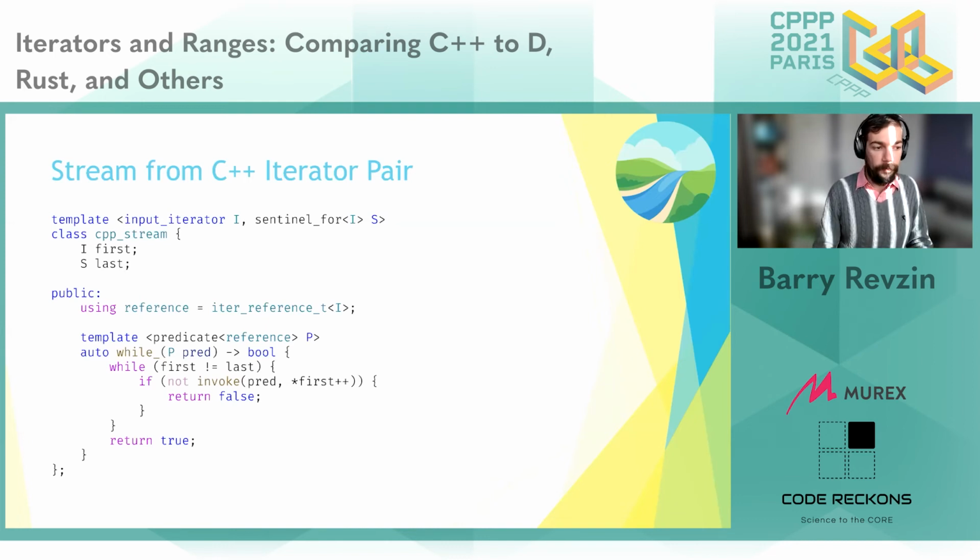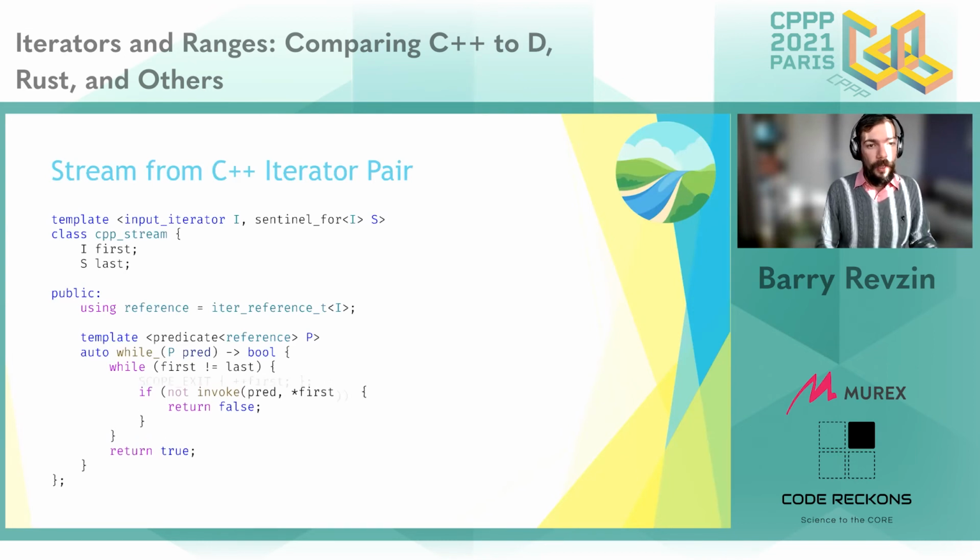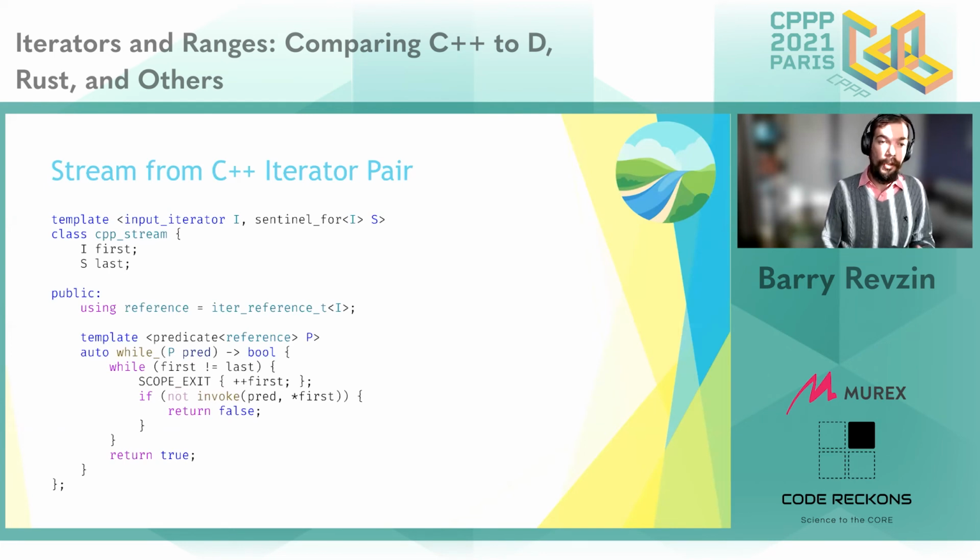elements left to do. Now, this particular implementation, I wrote star first plus plus. This isn't an operation that's supported for all input iterators. So it's better to do pre-increment there, but to ensure that we do the pre-increment after the invocation. This ensures that we get all the elements in the same way.